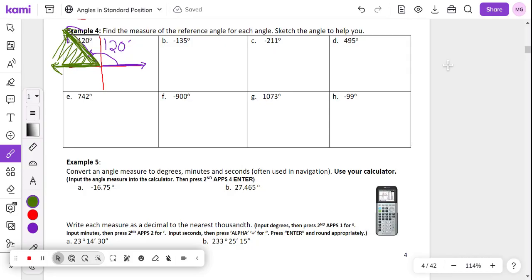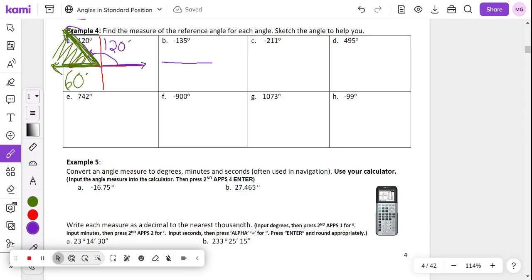reference angle. Now, how many degrees is that? It's very simple. It's 180 minus 120. Those angles are supplementary. So that is a 60-degree reference angle. Now, something to think about. Reference angles are always positive, even if they're formed from a negative angle like B.